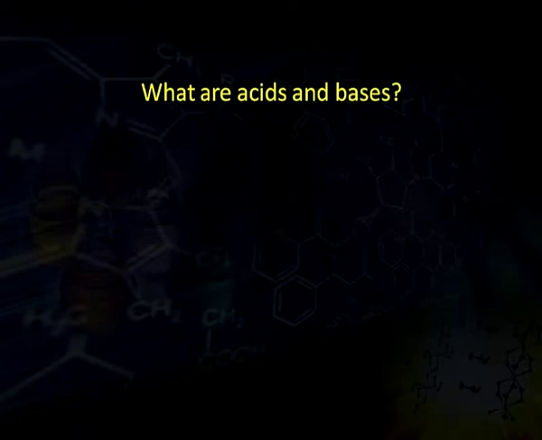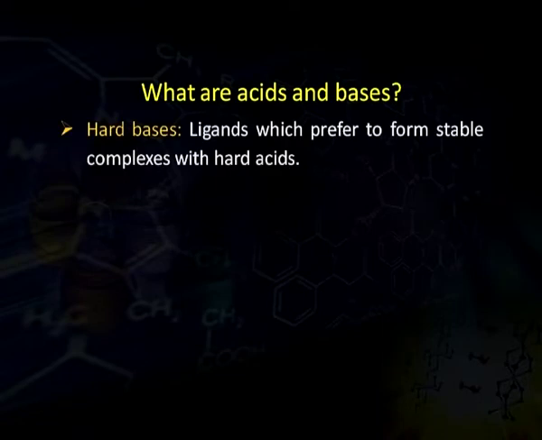So, these have a bulky electron cloud around themselves, and since the electron cloud is very bulky, it can be easily distorted, or in other words, easily polarized. Then what are hard bases?